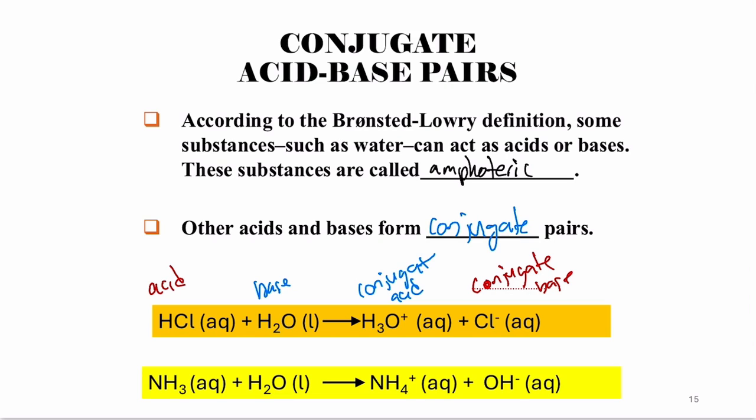And the same way in the bottom, we have the ammonia acts as the base, the water acts as an acid. So we see now water is acting as a base in the first reaction and acid in the second. And so OH minus is going to be the conjugate base. And then ammonium is going to be the conjugate acid.